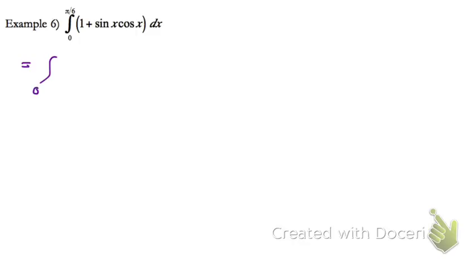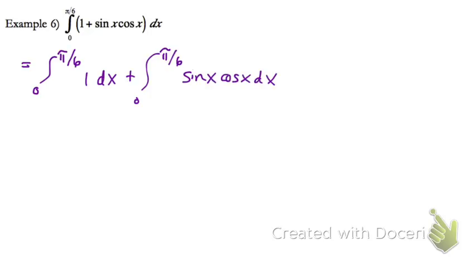So we have the integral from 0 to pi over 6 of 1 dx plus the integral from 0 to pi over 6 of sine of x cosine of x dx. By doing that, I think it's a little bit obvious that you're going to be working with this second expression to do a U-substitution. But the first expression actually doesn't need a U-substitution.